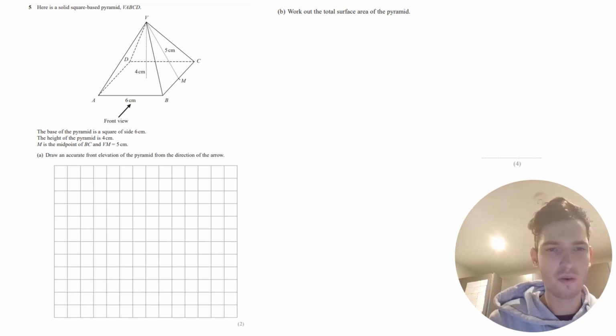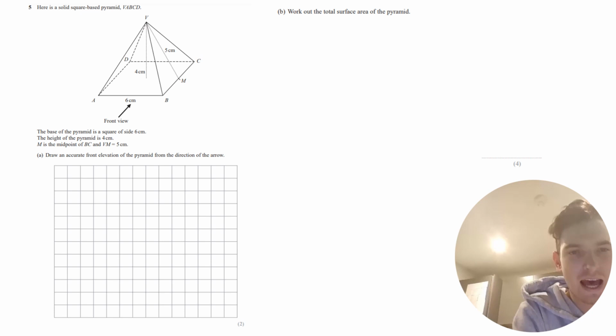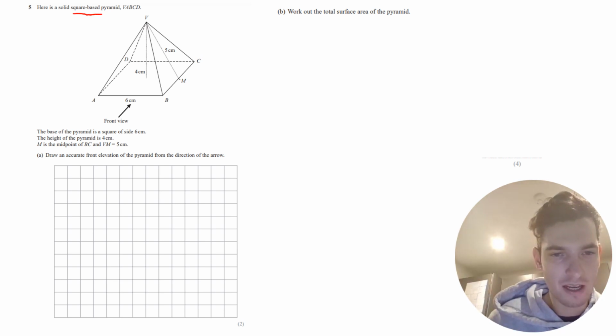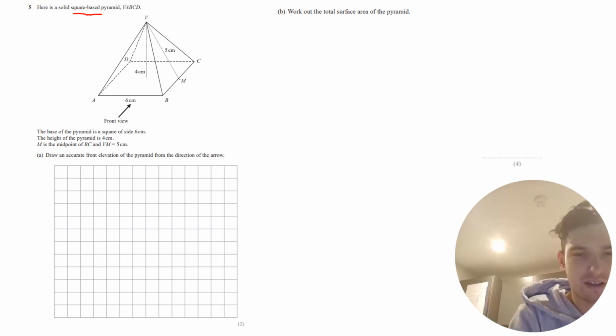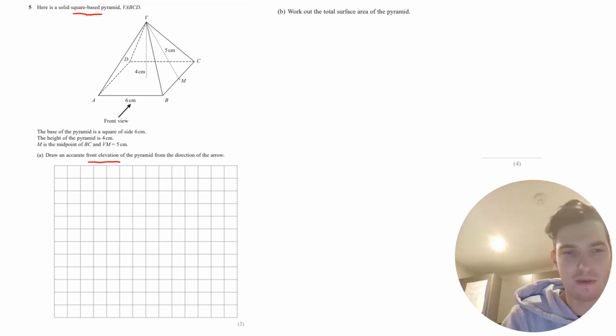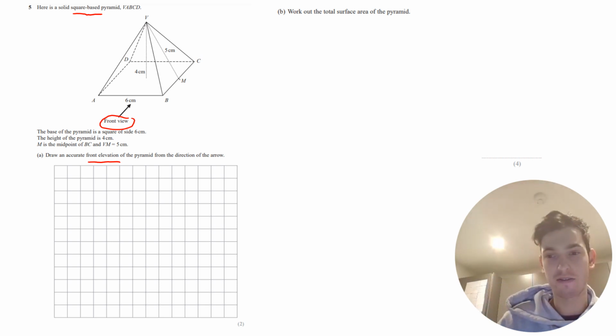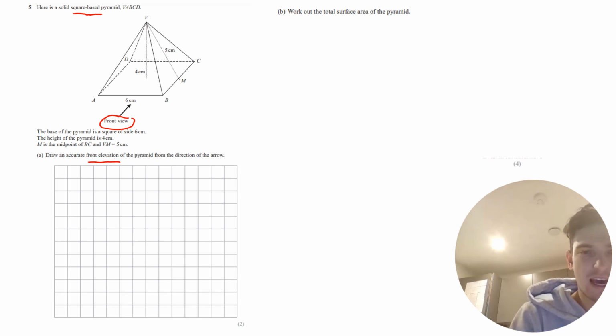Okay, here is a solid square-based pyramid, VABCD. Then it tells me some lengths, and it's asking me to draw a front elevation, and it's helpfully given me the arrow for front elevation. So I just need to think, what do I see when I look at this straight on, the front-on view? Well, I'm definitely going to see a base of 6. So let's just draw that. 1, 2, 3, 4, 5, 6.